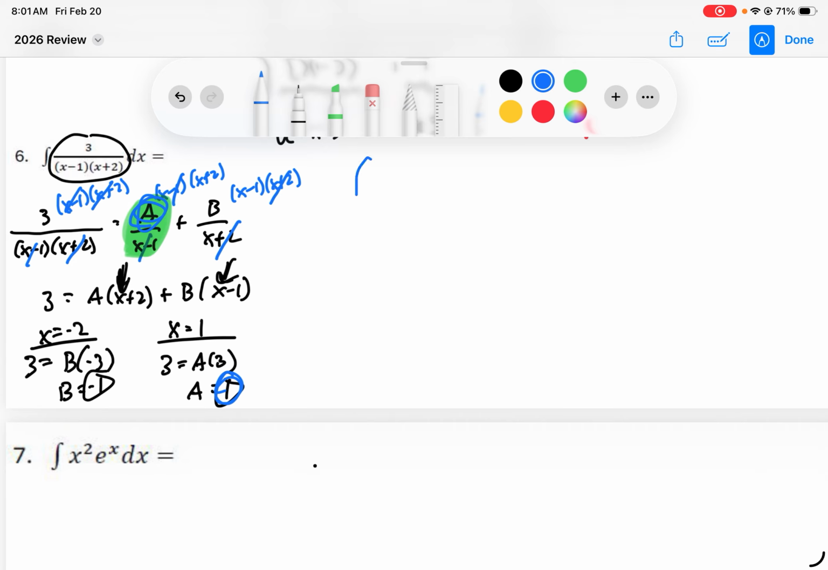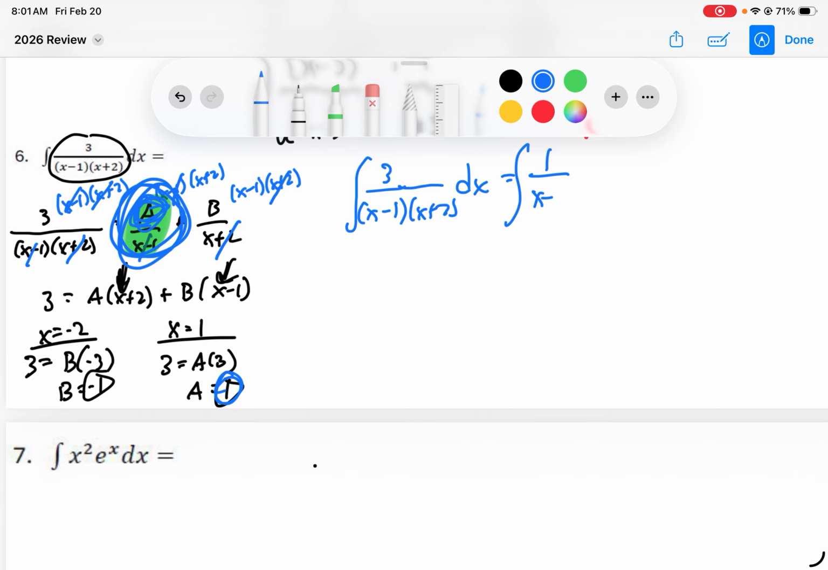So now I'm going to say my original integral is equal to the A number over x minus 1. I got 1 for the A, so it's the integral of 1 over x minus 1 dx.